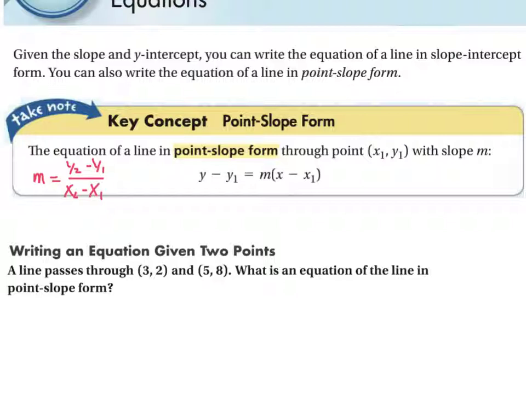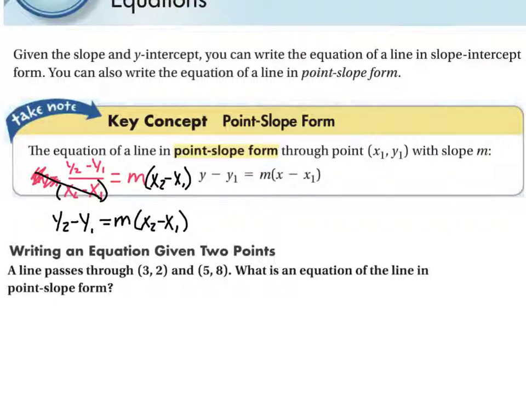All they did was first flip it around. So they said rather than m equals there, they're putting it over here. Okay, that's nothing mind-blowing. And then they're multiplying both sides by the denominator. If they multiply both sides by the denominator, it's going to cancel out over here and give us m times x2 minus x1 over there, which then gives us the equation y sub 2 minus y sub 1 equals slope times x sub 2 minus x sub 1.